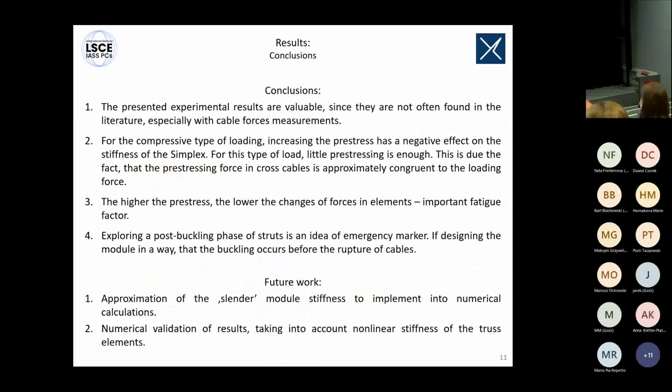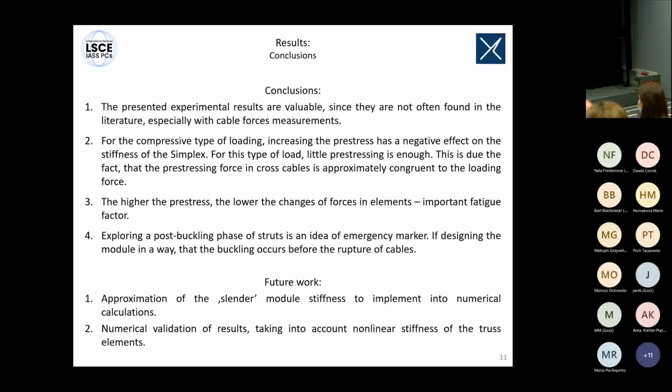Conclusions. The presented experimental results are valuable since they are not often found in the literature, especially with force transducers on the elements. Also, for the compressive type of loading, increasing the pre-stress has a counterproductive effect on the stiffness. The higher the pre-stress, the lower the changes of all forces in elements. This may be an important fatigue factor.